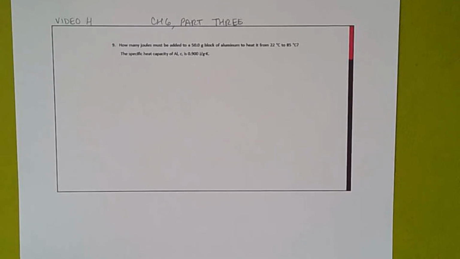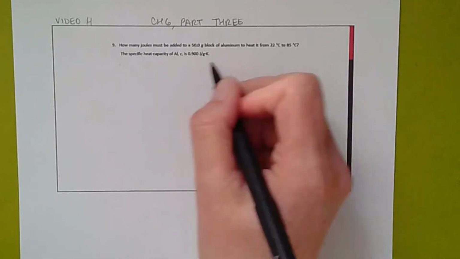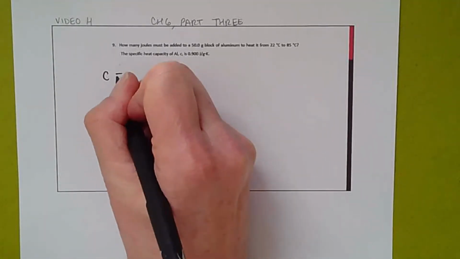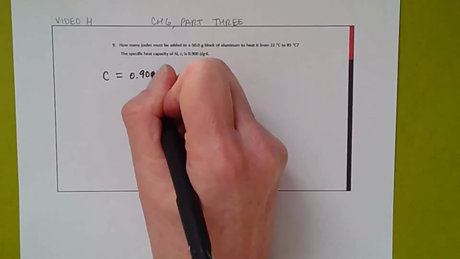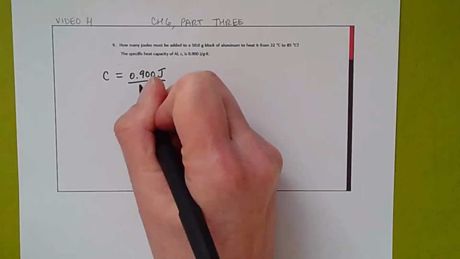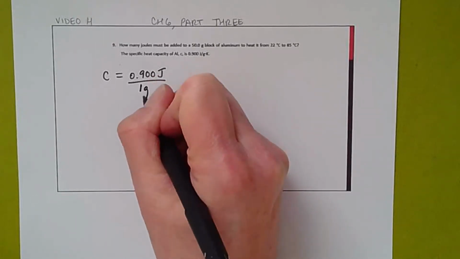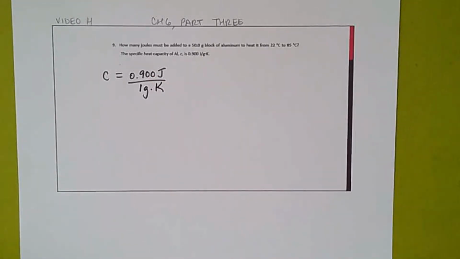It says, how many joules must be added to a 50-gram block of aluminum to heat it from 22 degrees to 85 degrees Celsius? And we're given the specific heat capacity of aluminum, which we call C, and that is 0.900 joules per 1 gram per Kelvin.